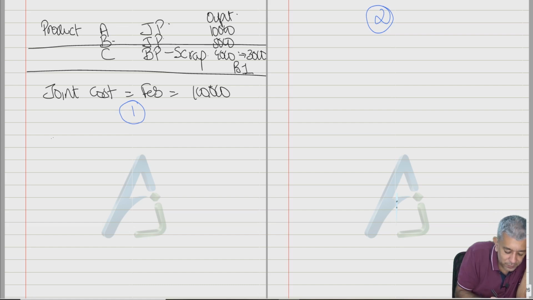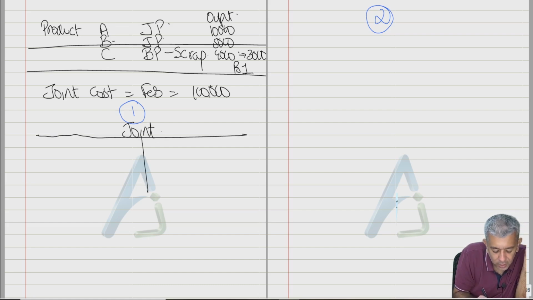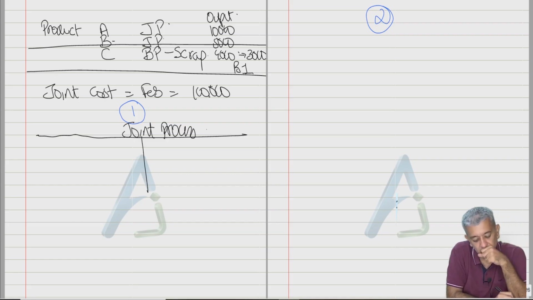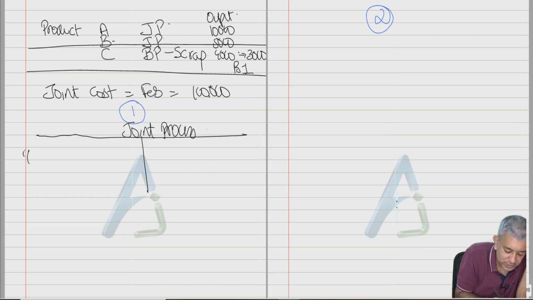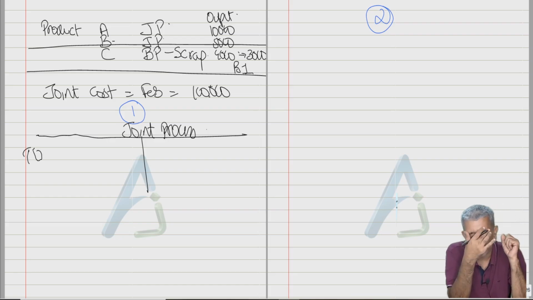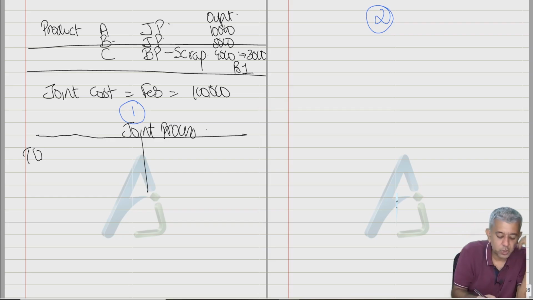Option number 1. I am making my joint process account. Can we say in joint process account on debit side, I will be writing my joint cost? Is that okay? Yes, sir. So, my joint process account will show my joint cost. Joint cost is 1 lakh.